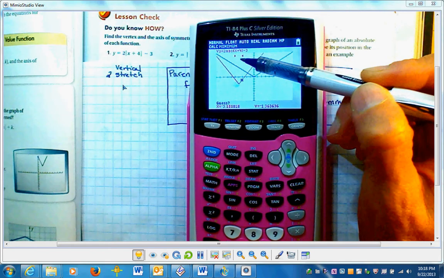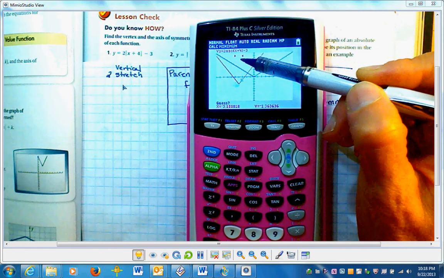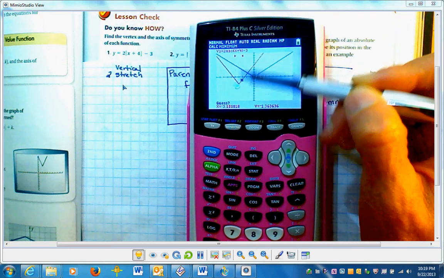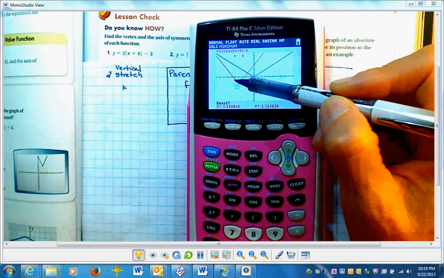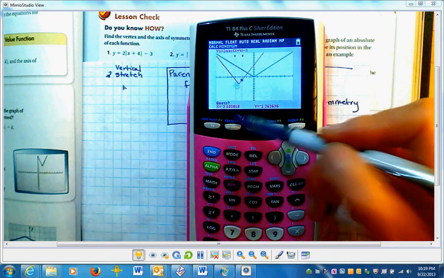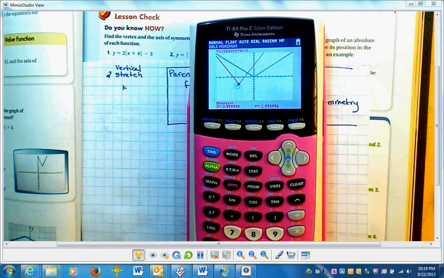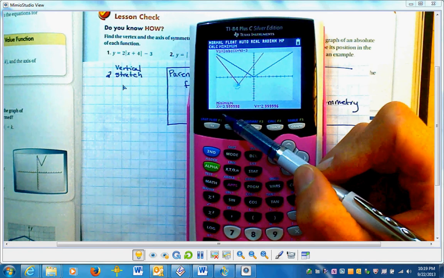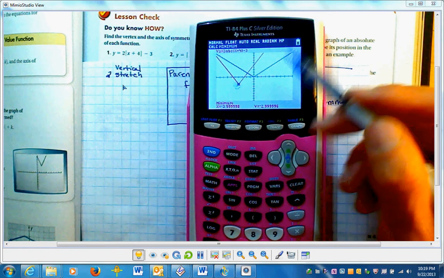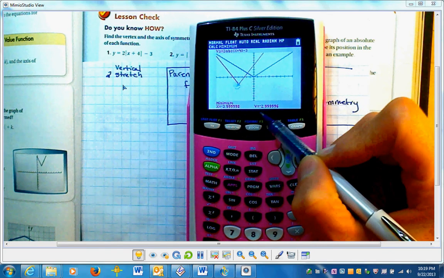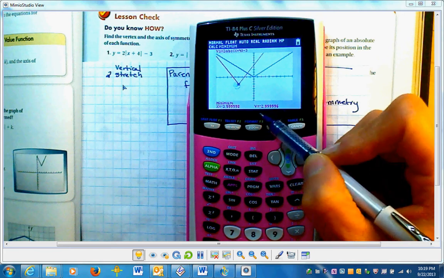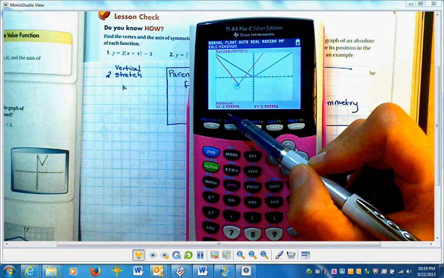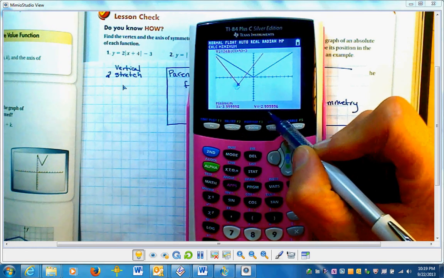So notice it gives me these arrows up on top, which means it's going to look for the lowest value within this interval right here. So now it asks me to guess. I don't guess. I push enter, and notice what it tells me. It says my minimum is negative 3.99999 for x and negative 2.99999 for y. Really, that's the same as x is negative 4 and y is negative 3.